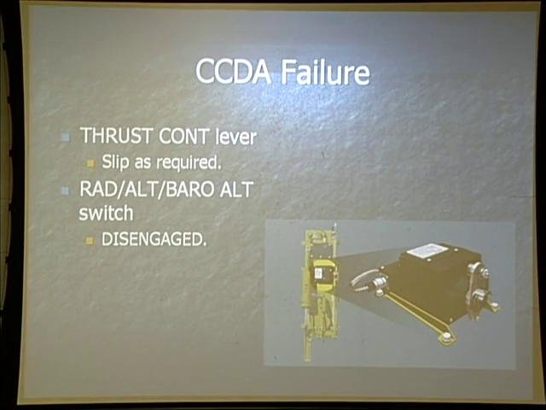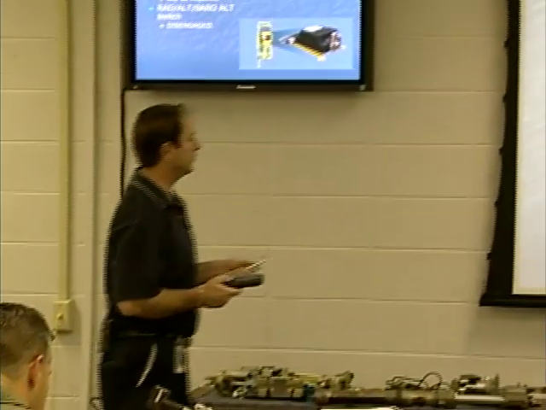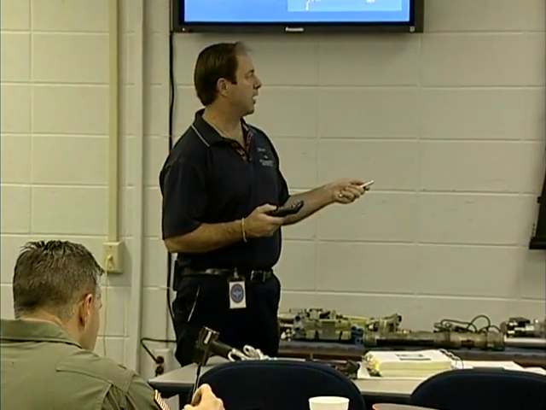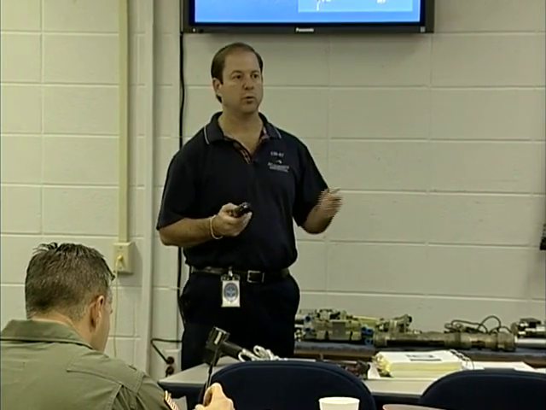CCDA failure. Again, with the CCDA failure, there are no underlying steps. Thrust control lever, slip as required. Keeping in mind that as we look at the CCDA, we have to talk about it from two different perspectives. What are the two different perspectives? A mag brake failure and AFCS input. It may not be programming to maintain altitude for us. So we have to look at it from both perspectives, which is why right out, barrel out, switch, disengage as required if it's not working.